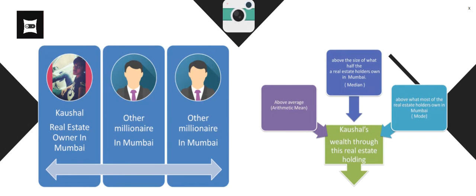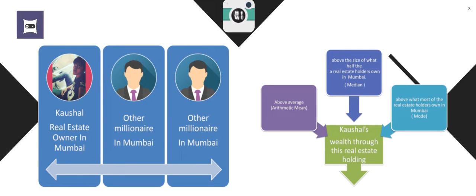Now, suppose Kaushal wants to know whether he is above or below 50% of real estate holders in Mumbai, or the half of the real estate holders or owners in Mumbai. The measure of central tendency he is dealing with is called median. So median represents the size of half or 50% of the real estate holders in a particular city. This is just a particular case. I will generalize the median, mode and mean in upcoming videos.